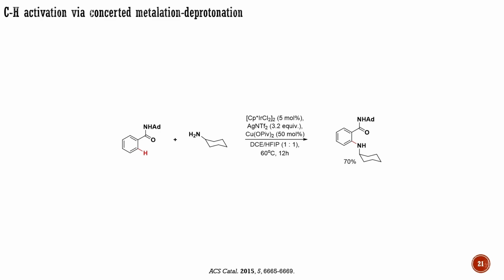They employed iridium-3 as a catalyst, a silver salt, and copper pivalate. The silver salt serves multiple roles in this process. Firstly, it removes chlorides from iridium, forming the active catalyst, and it can also act as an oxidant.